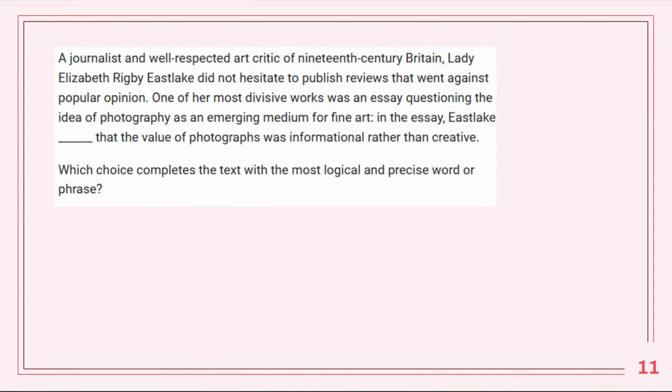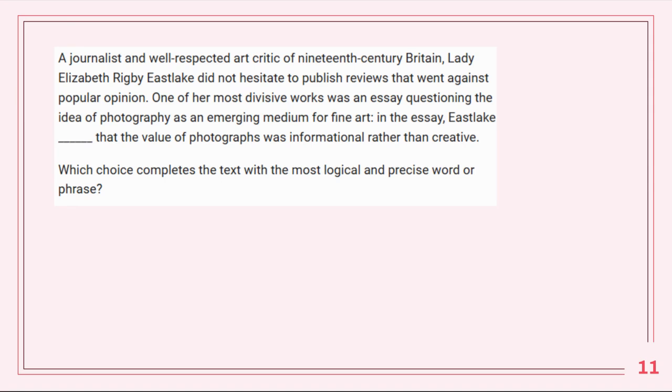All right, a journalist and well respected art critic of 19th century Britain, Lady Elizabeth Rigby Eastlake did not hesitate to publish reviews that went against popular opinion. One of her most divisive works was an essay questioning the idea of photography as an emerging medium for fine art. In the essay, Eastlake blanks that the value of photographs was informational rather than creative. You've got to fill in the blank. So we need to figure out what she's doing when she says the value of photographs was informational rather than creative.